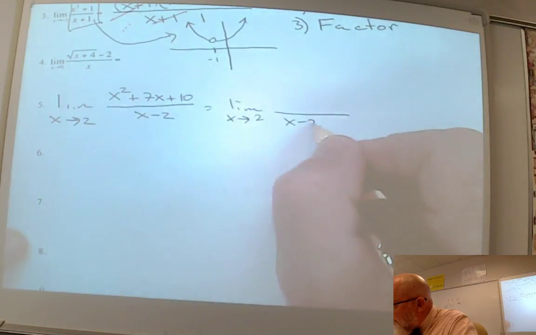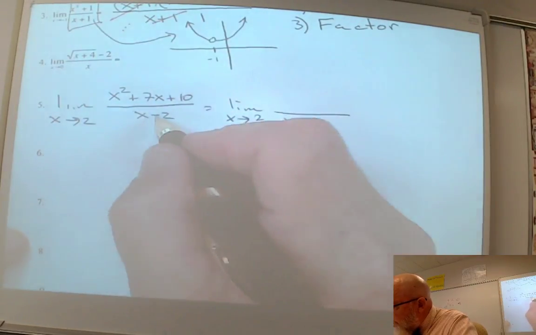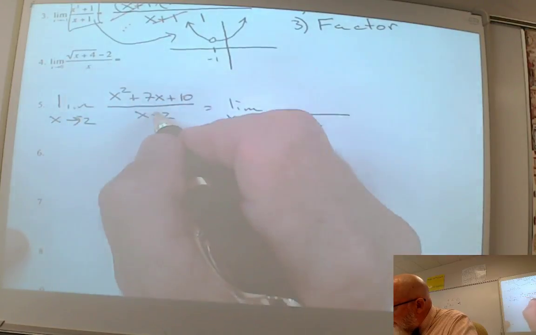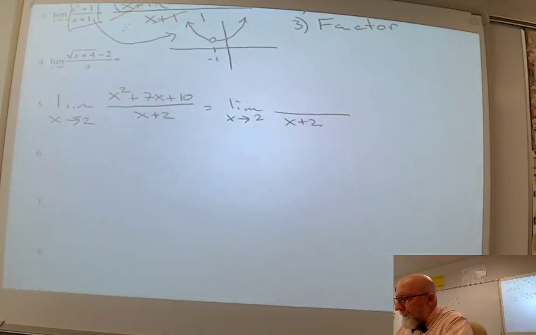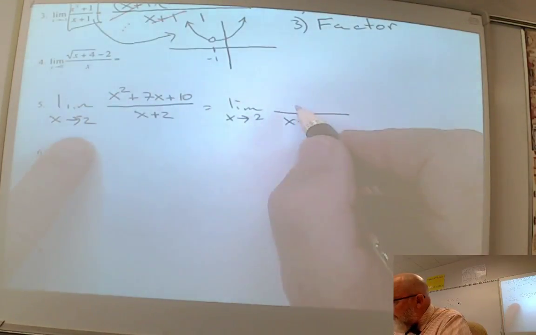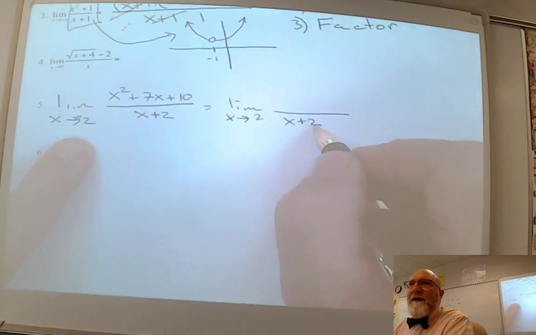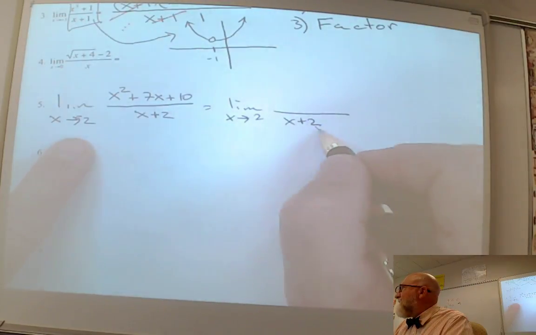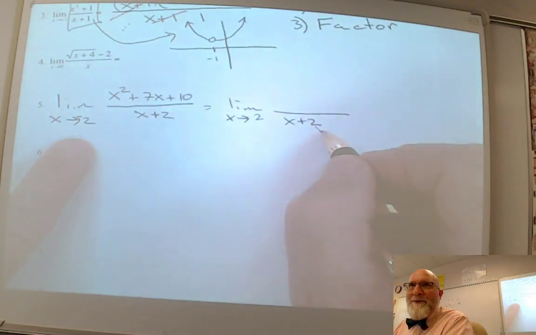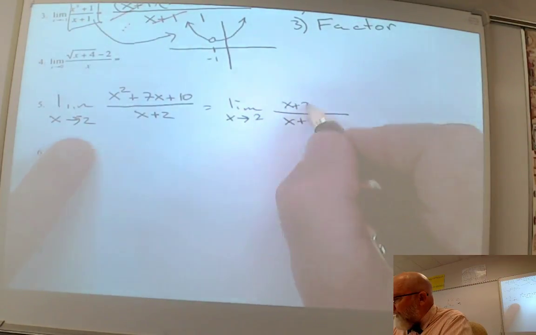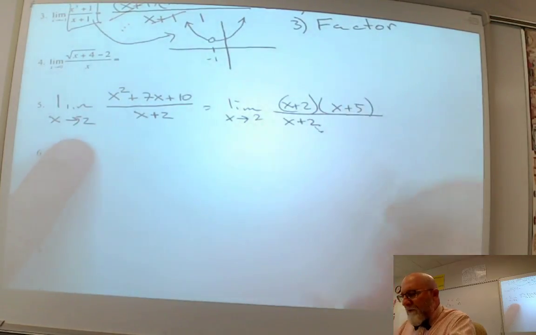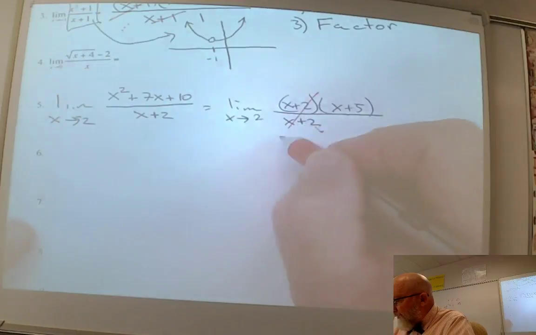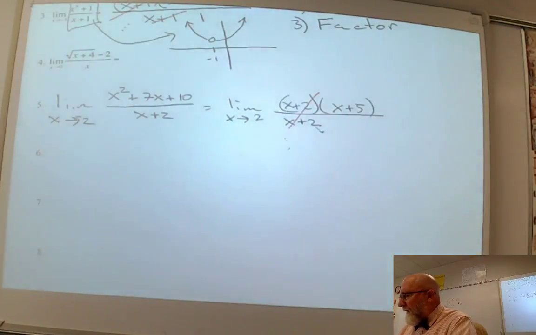X minus 2. I screwed up here. I'm going to make this a negative 2, and I'm going to make that a plus 2. Sorry about that. That's my brain not working right. What does this factor to? This is always kind of a little hint, isn't it? Wouldn't you agree? That it's going to be x plus 2 times what? X plus 5. So this is your work. You can decide whether you want to use a red pen or not. What do I get as an answer?